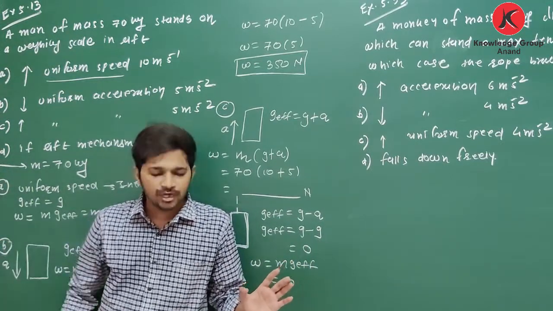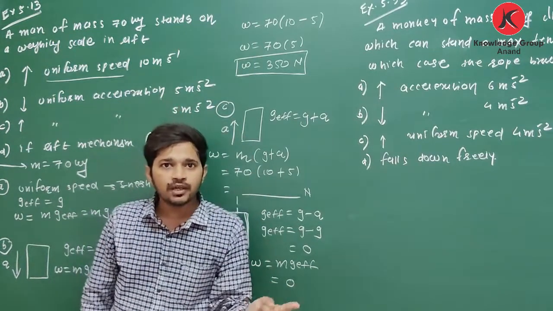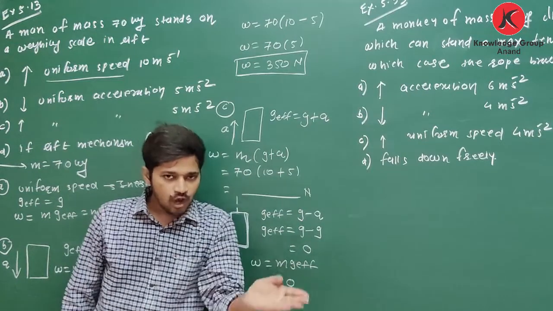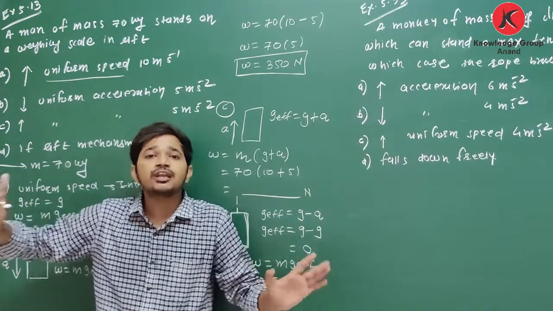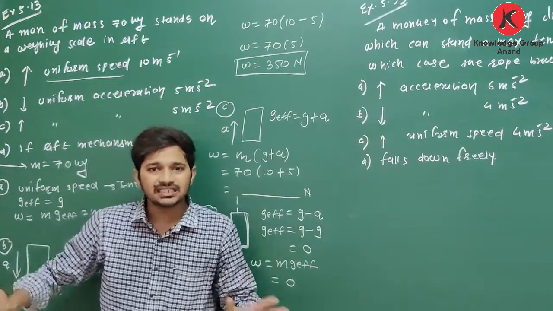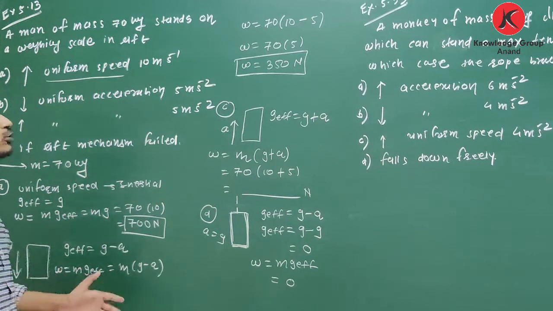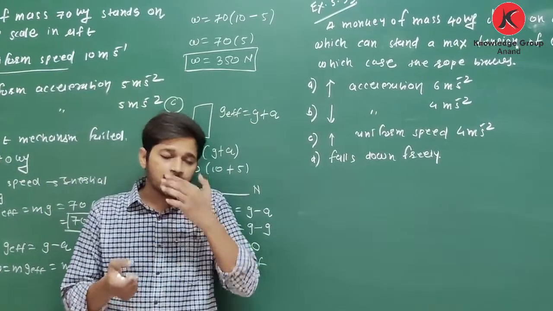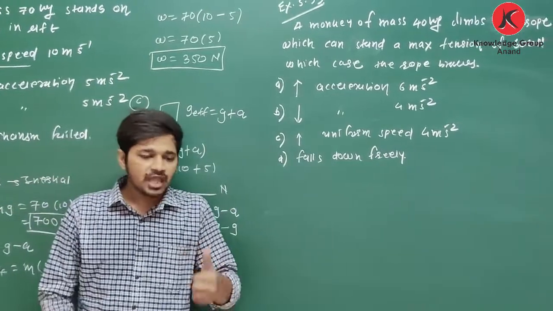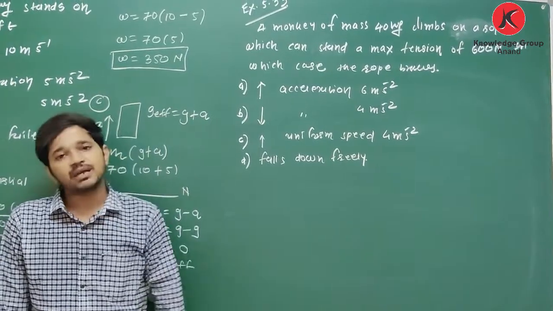Okay, you feel free. If you have observed in a merry-go-round, when you are coming from top to bottom, from upside to downside, you are feeling free. You are feeling weightless. Clear about this? So it is one simple question in which you have to remember 4 cases. For stationary and uniform speed, g effective is equal to g. Accelerated upward, g plus a. Accelerated downward, g minus a.